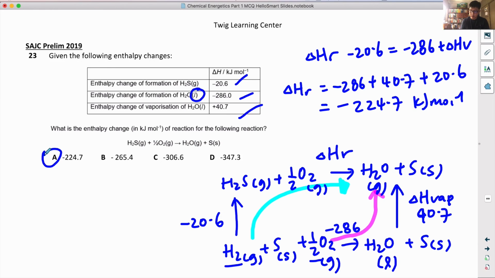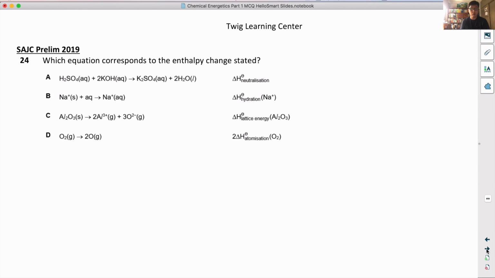Okay, let's do question 24. Which equation corresponds to the enthalpy change stated? Okay, neutralization here, I think maybe we won't accept because you're forming two water. Hydration must start from gaseous ions, but here they put solid, so this is wrong. Lattice energy is from gaseous ions to solid, so it should be the other way around, so this is wrong.